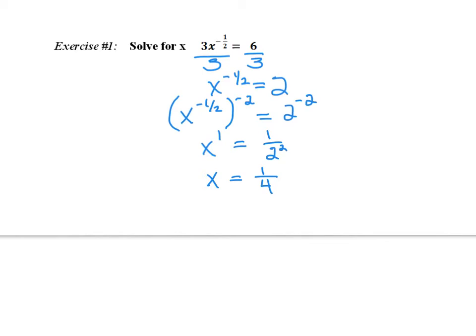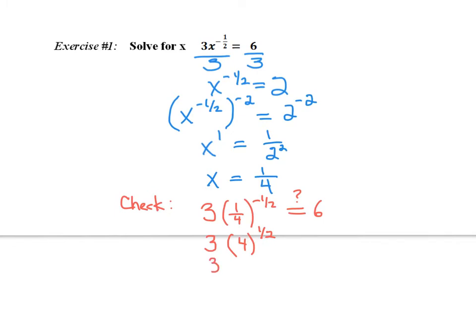A good way to check this would be to substitute this in for x and make sure that it works. I'm going to do one check by hand, but the rest we're going to do using our calculator. For my check, let's do 3, my original equation, multiplied by 1/4, and the 1/4 is raised to the negative 1/2 power. Does that equal the solution 6? Let's raise my exponent first. Never do multiplication before the exponent. Because this exponent is negative, I take the reciprocal of the base, so I get a 4, and change the exponent to positive. So 4 to the 1/2 power.